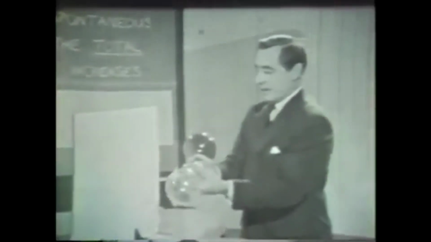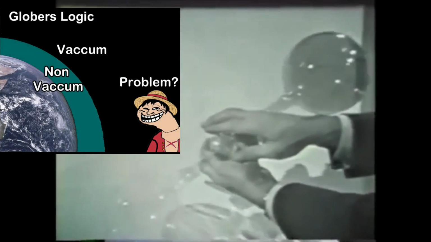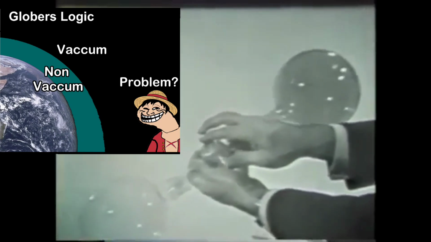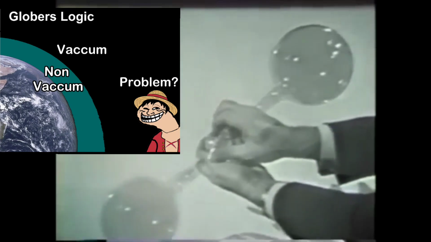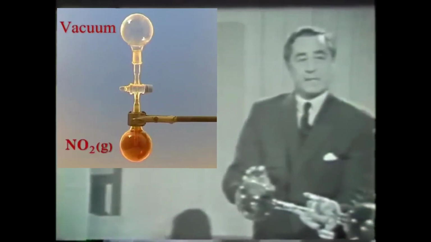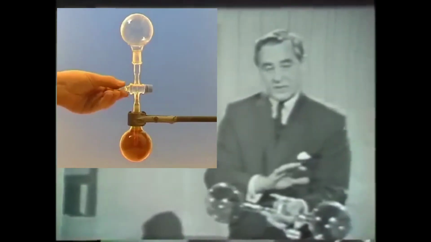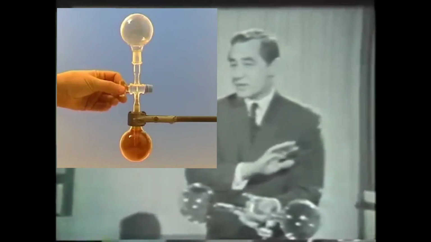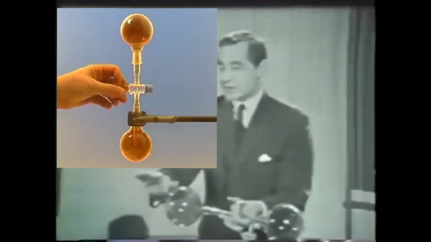In one of these bulbs, I have some bromine, and in the other, I have a vacuum. And if I open the tap between these two, you will see spontaneously the bromine rush from one to the other. Now that is perhaps the simplest change we can have, because all that happens is a change in entropy. In this case, the expansion into a vacuum, nothing else is involved. There's no energy change, there's no temperature change, there's no change except entropy.